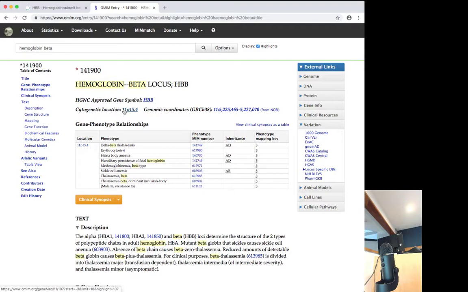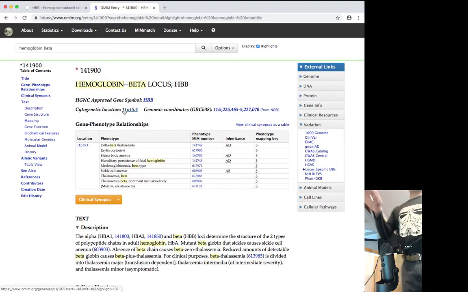You're probably more familiar with what is described over here. These are the genomic coordinates, and it starts with the 11, again, chromosome 11, and then it has two numbers separated by a dash. This number, 5,225,465, is the number of the first nucleotide in the genomic sequence for hemoglobin beta. And it stretches, well, if you want to make the subtraction, it's about 2,000 nucleotides.